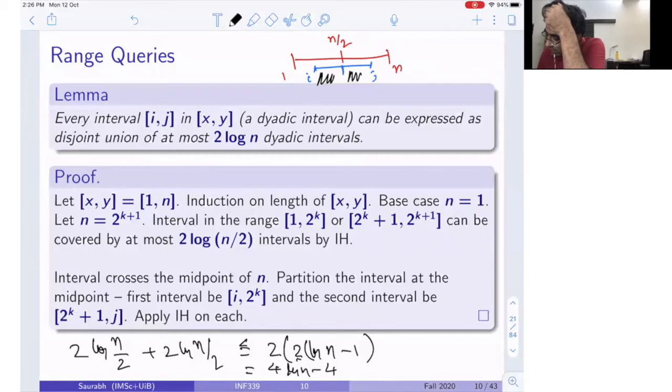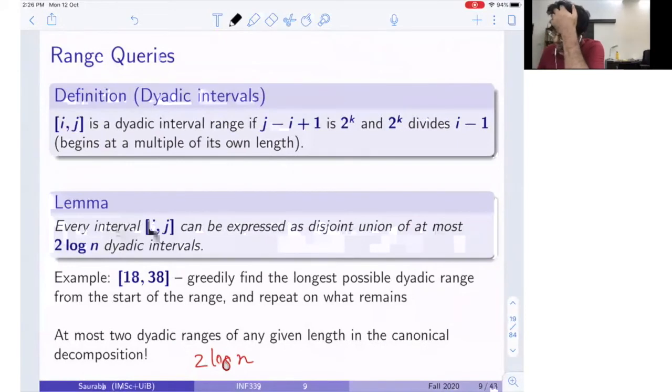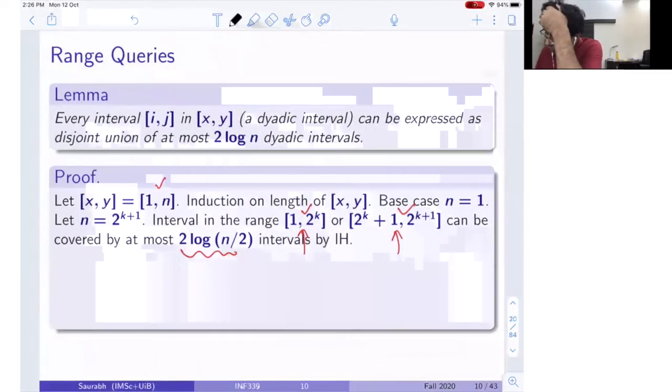If you go back, this is clear, this is what I was trying to do in my greedy algorithm, right? Because if you found 2 consecutive guys, if you start from left to right, you cannot have 2 consecutive guys of the same length. You get my point? Exactly. So it will go on increasing and then it will go on decreasing. That is the intuition at least I had, and I tried to make it formal. I'll check a formal proof. But for now, just believe me that every interval i comma j in xy can be expressed as a disjoint union of at most 2 log n dyadic intervals.